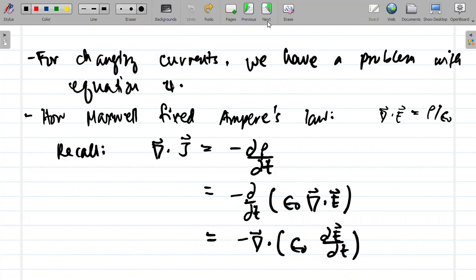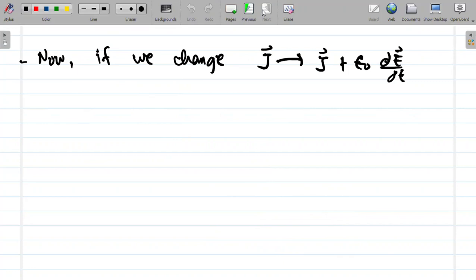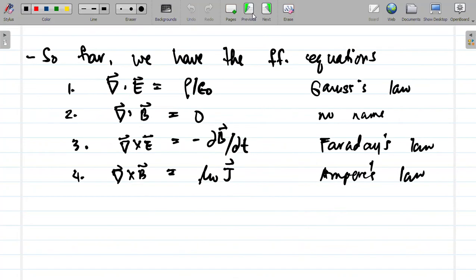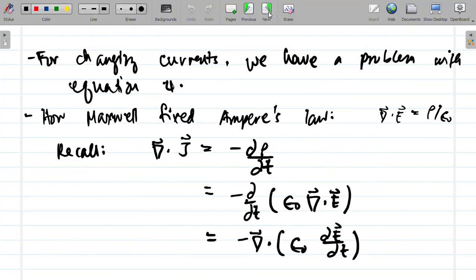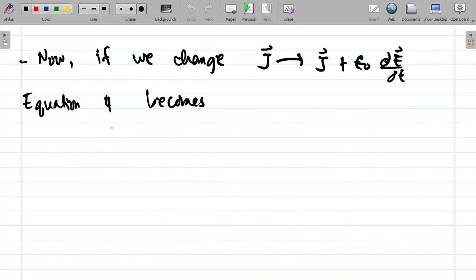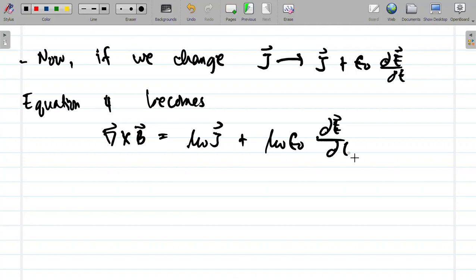Bale, class, yung current density J, mag-displace tayo. I-displace natin siya by some value, epsilon naught partial E partial T. Bale, ang equation 4 natin, magiging, so bale, del cross B equals mu naught J plus mu naught epsilon naught partial E partial T.